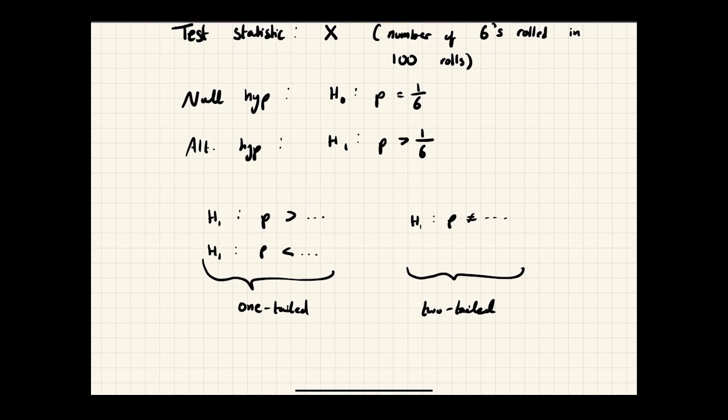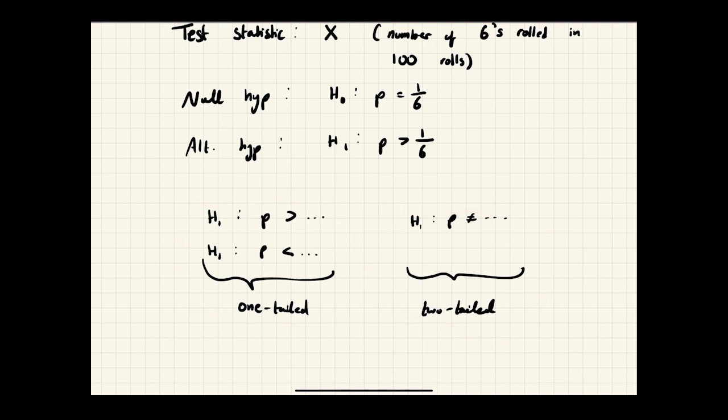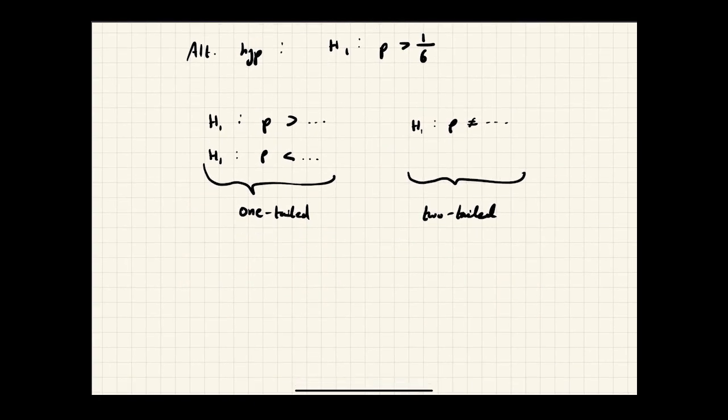So if your alternate hypothesis has a more than or less than sign, then it's one-tailed, and if it's not equal to, then it's a two-tailed test. We'll cover how you can figure out whether it's one-tailed or two-tailed in the coming examples, but this is just so you have a heads up.